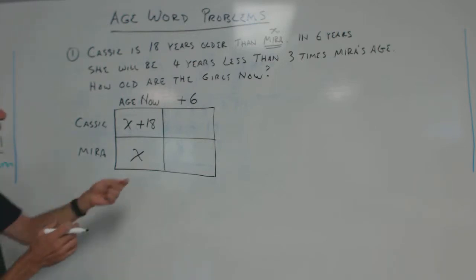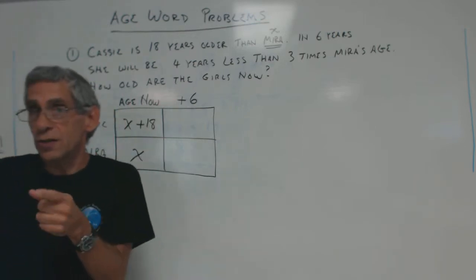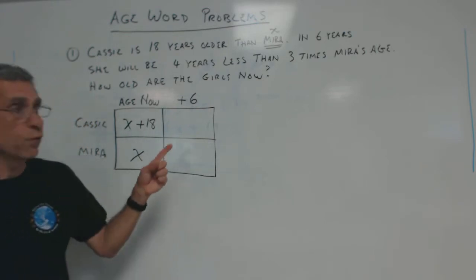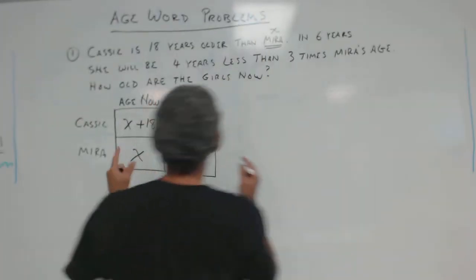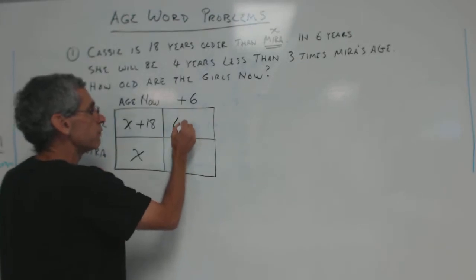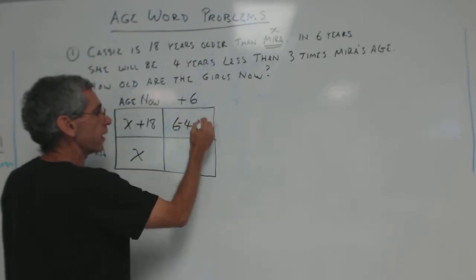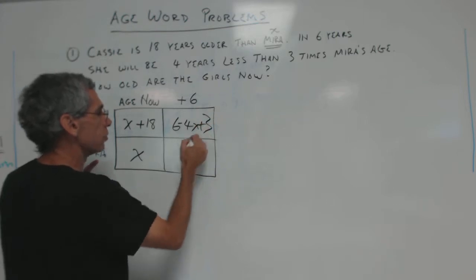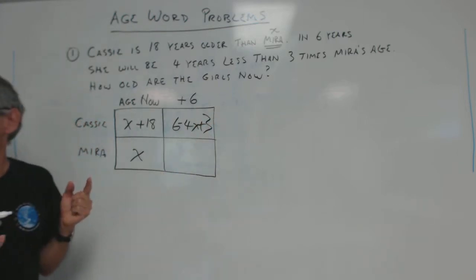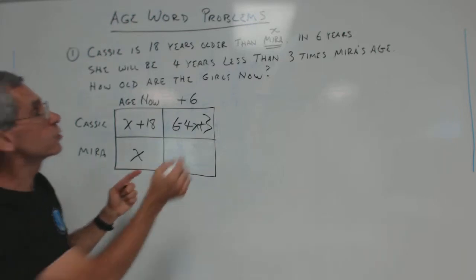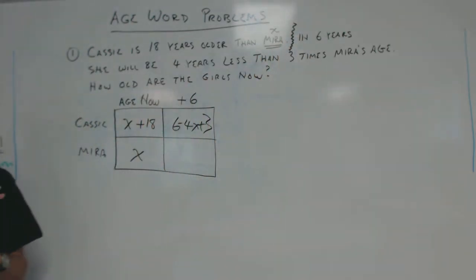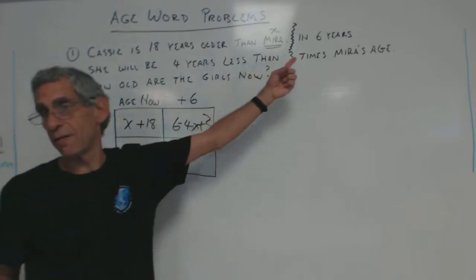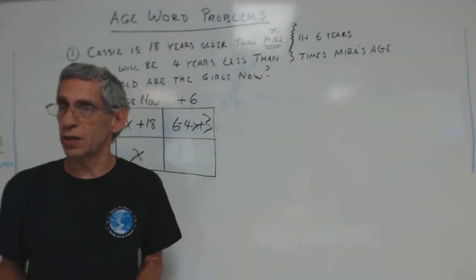And then now it says plus 6. This is where everybody messes up on this. Before they fill in the chart, this is what they do. They say, okay, in 6 years, she will be 4 years less than 3 times, and they get all messed up. You're not supposed to read past this point. You read that first sentence and then you fill out the chart. If you read past that first point, I guarantee you'll mess up on the chart.